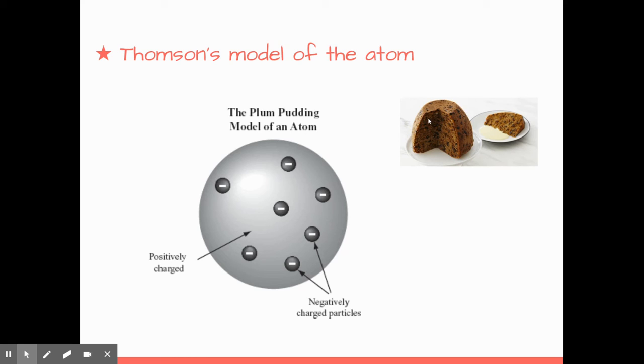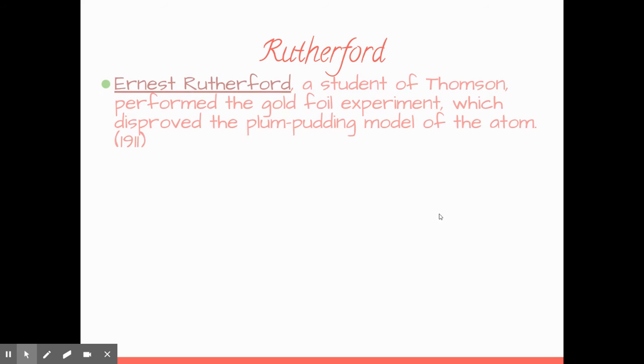So if you imagine a fruit cake with little shreds of plum in it, the little shreds of plum are the electrons in his model, and then the spongy cake is the rest of the positive charge of the atom, according to Thomson's model. And then a student of Thomson was Ernest Rutherford.